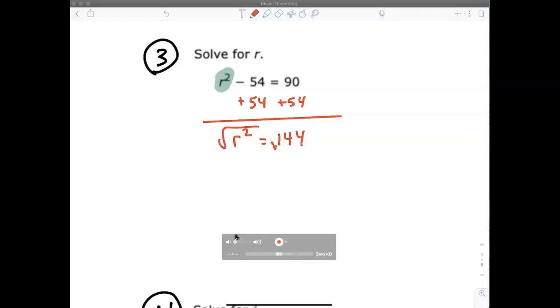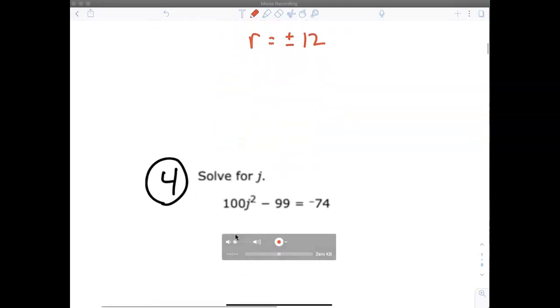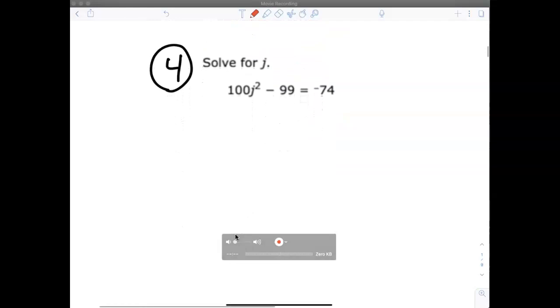Now I take the square root of both sides, so r is equal to plus or minus 12. All right? Question number 4, solving for j. To solve for j, again, our objective is to isolate the j squared first. So to do that, I have to add 99, add 99, and so now I end up with 100 j squared is equal to 25.